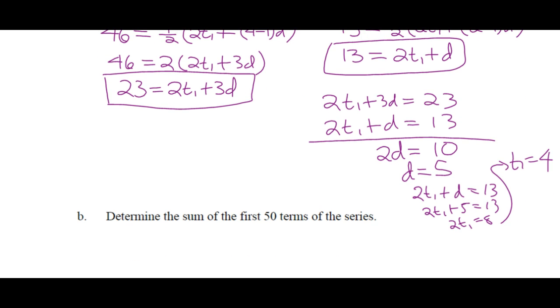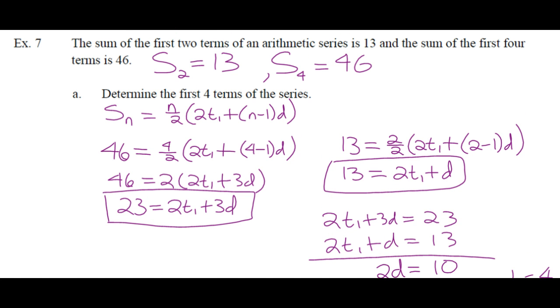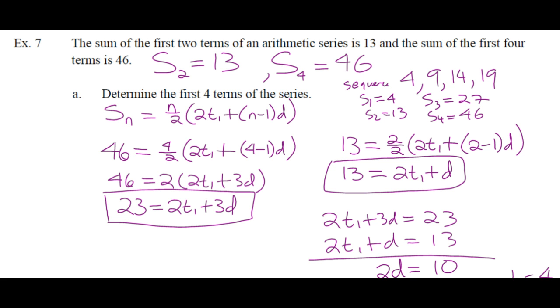Well, we know T1 is 4, right? So the sequence is 4. We know the common difference is 5, right? So we've got 4 plus 5 is 9, and then 14, and then 19. Okay, so then the series S1 is 4, S2 is 13, S3 is 27, and S4 is 46.